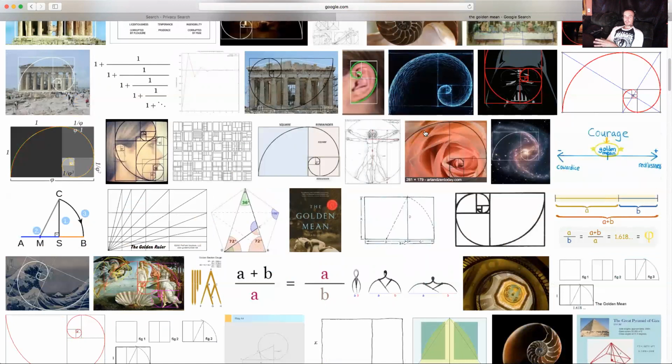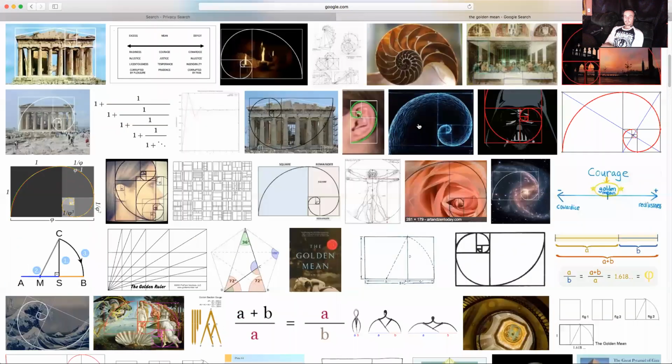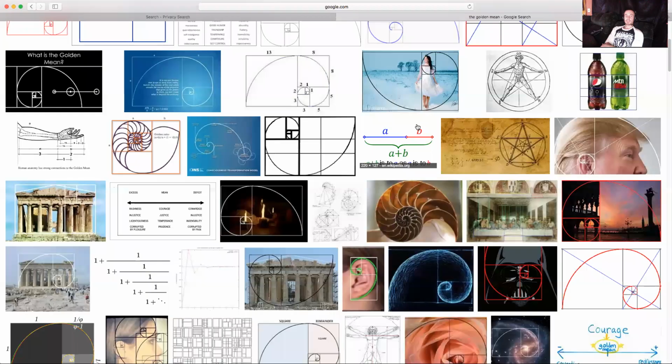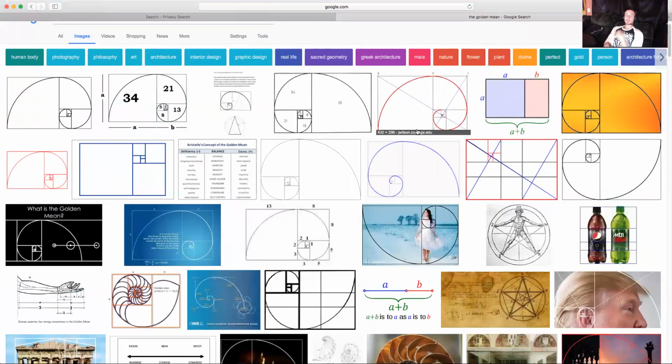But we're gonna leave off on the biofeedback part right there, where we're starting to see the golden ratio, the golden mean, the phi ratio within our heartbeats.